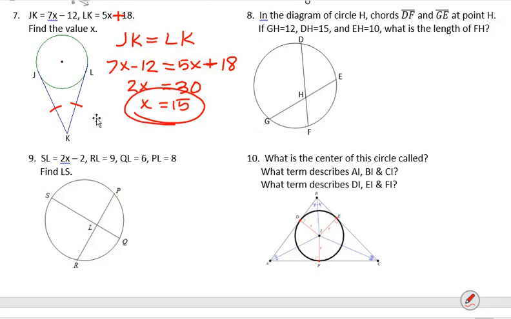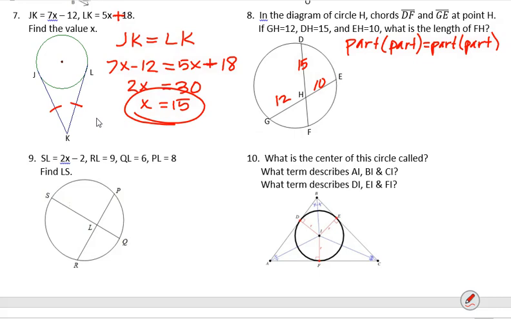All right, number 8. When I told you all how to do these types of problems, I told you that when you have two chords that intersect in a circle, our formula is part times part of one chord is equal to part times part of the other chord. Okay, so let's go ahead and label this. It says in the diagram of circle H, chords DF and GE intersect at point H. If GH is 12 and DH is 15 and EH is 10, what's the length of FH?